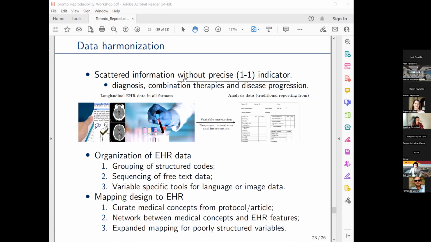That's actually quite challenging because that information is scattered everywhere. So we have to do a few things to make it possible to utilize EHR data. First, we have to organize different data types in a better way. We need to group the structured codes into, for example, like Jesse showed, diagnosis, medication, procedure and labs. Then we also have to sequence the free text data, because that's not easy to analyze, into something we can run. We also want specific tools that can extract information from language or images. And then, more importantly, we need to map the design of a traditional study to the information where we can get those variables from the EHR.